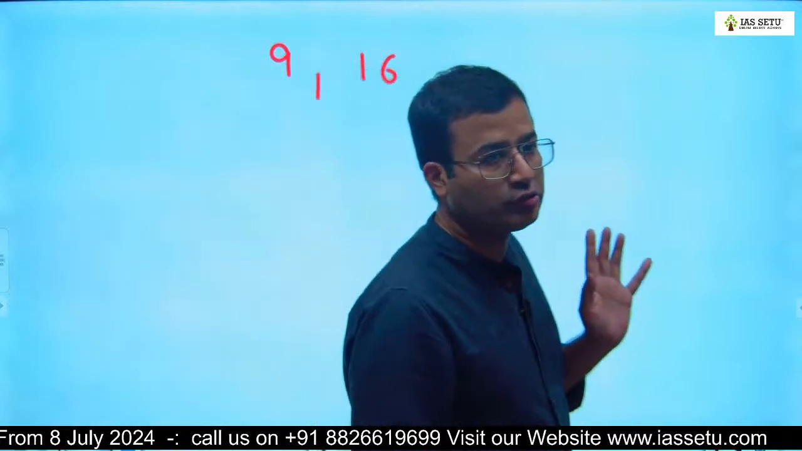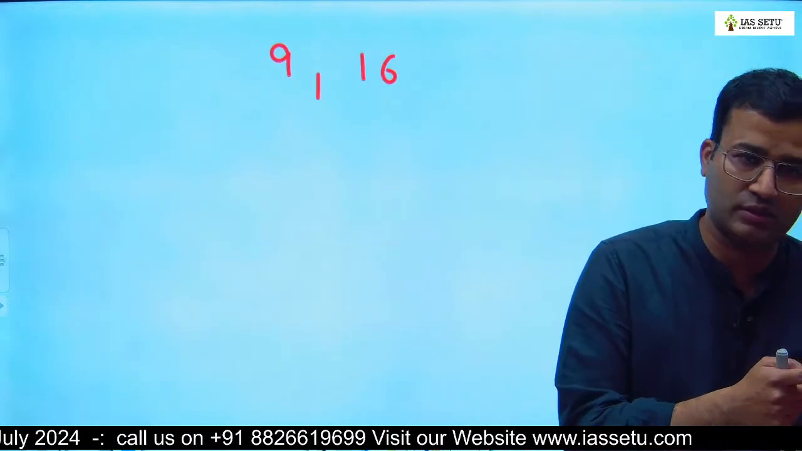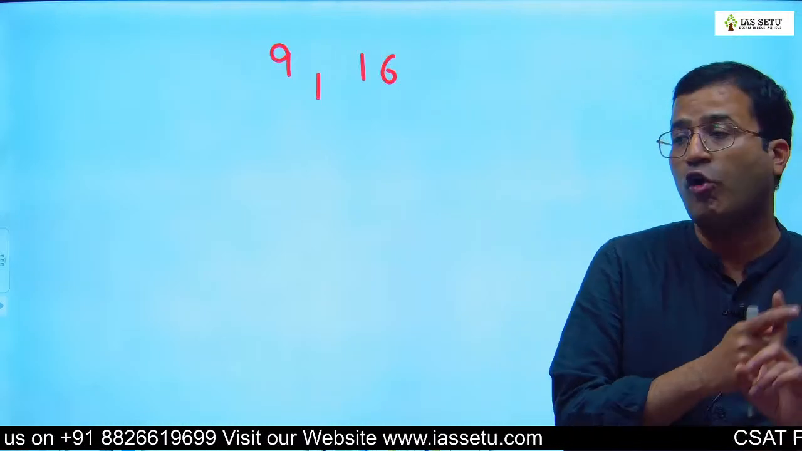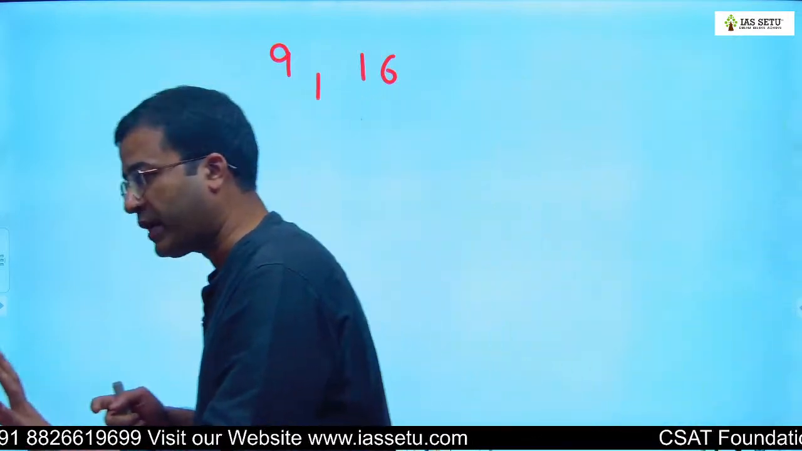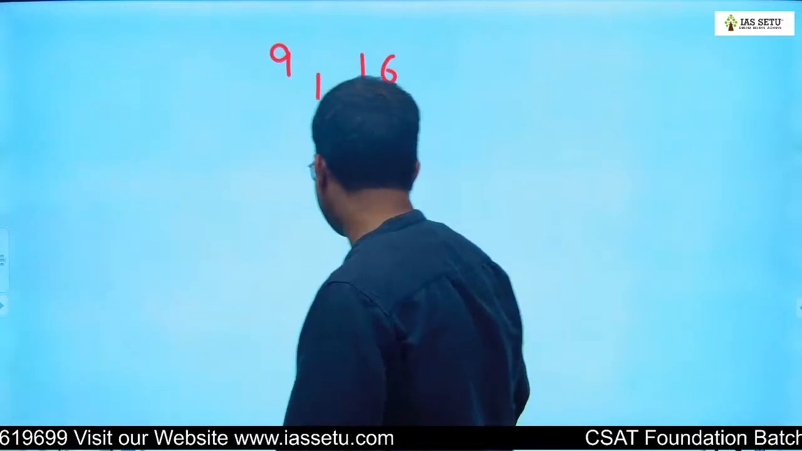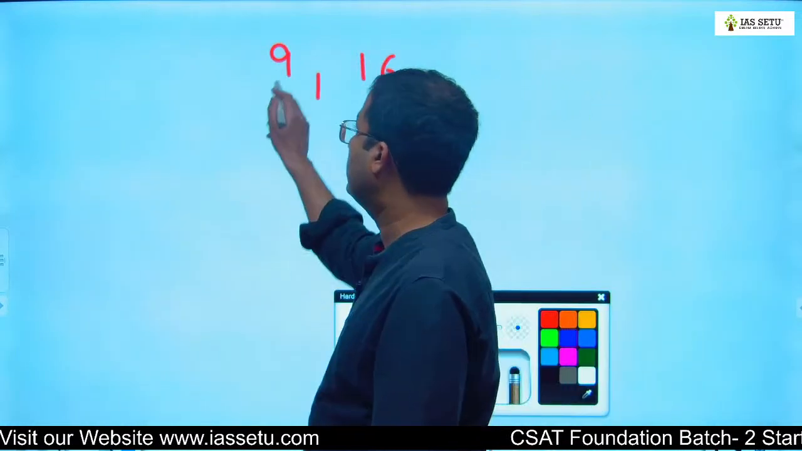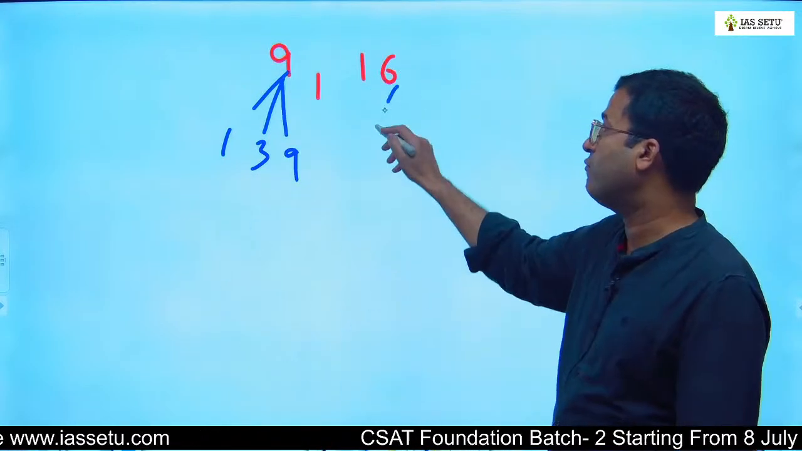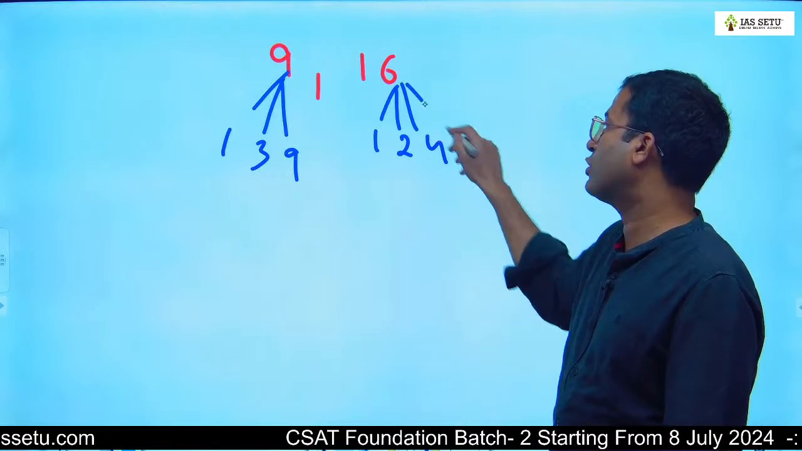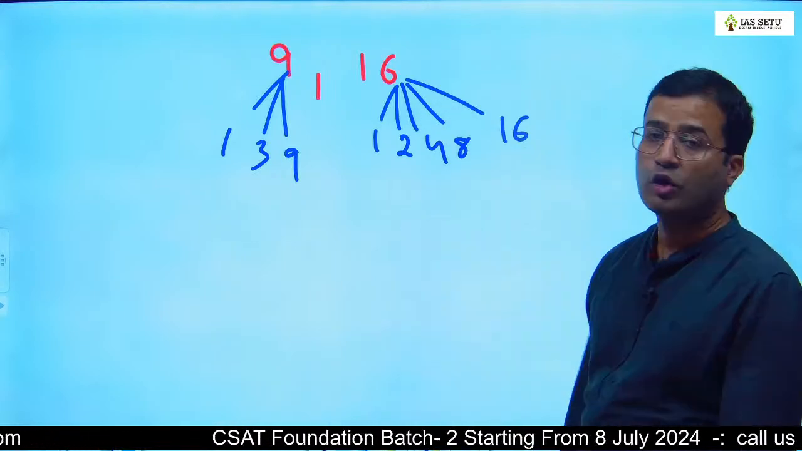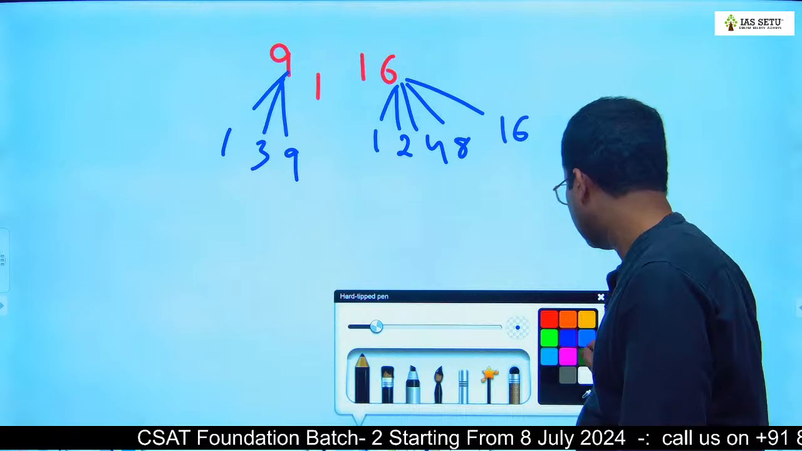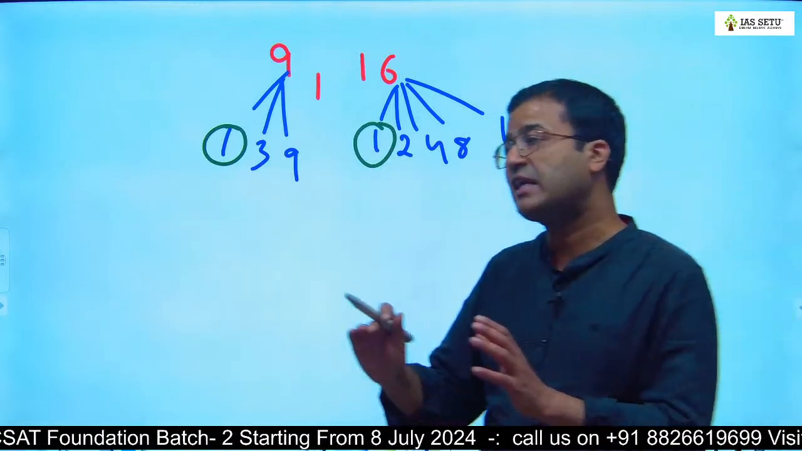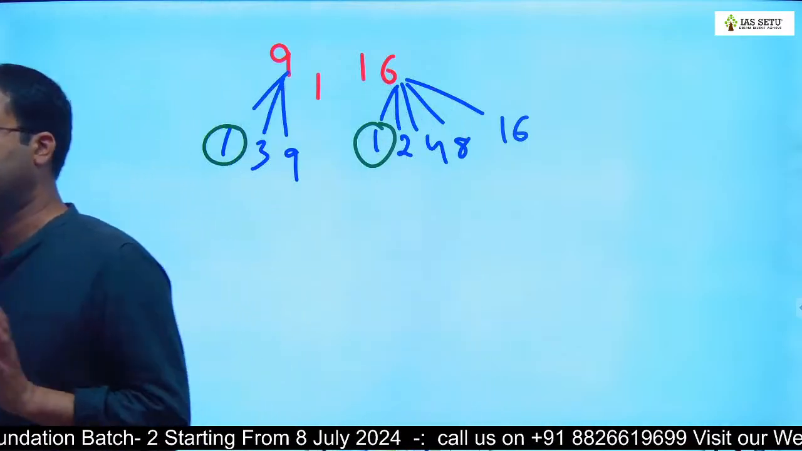And for that, what do you have to check? You have to check whether these are natural numbers, that is the condition, and whether there is any other common factor. If they have only one as a common factor, co-prime, otherwise no. What are the factors of 9? We have 1, 3, 9. What are the factors of 16? We have 1, 2, 4, 8, 16. Common factor, only one. Since they have only one as a common factor, 9 and 16 are co-prime to each other.